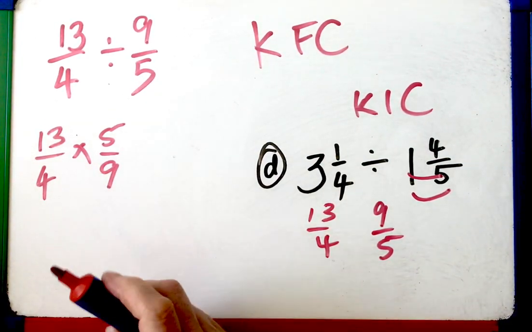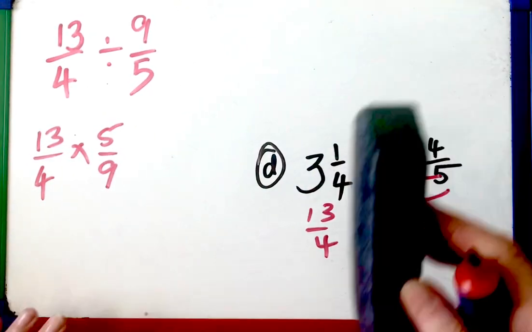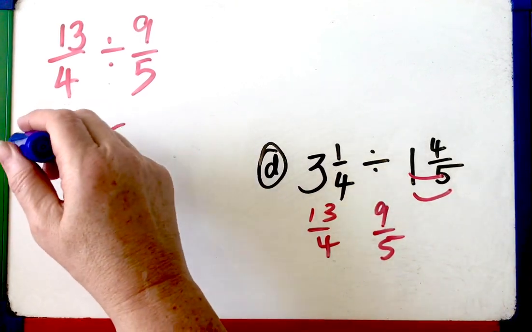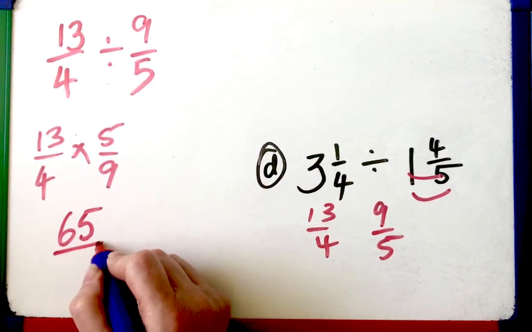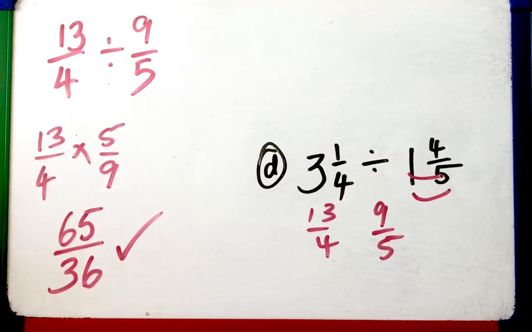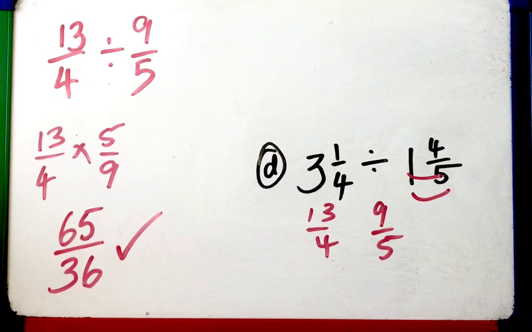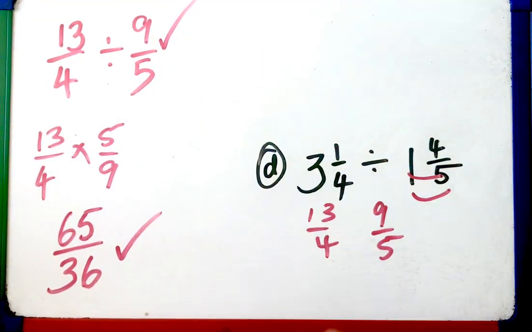Let's have a look. 13 times 5, 10 times 5 is 50, 3 5s are 15, so that's 65 over 36. Well, you've got a tick if you got to there, that's great. And actually, you'd probably get a tick for changing them to improper fractions as well, so I'm going to give you one. There we go.